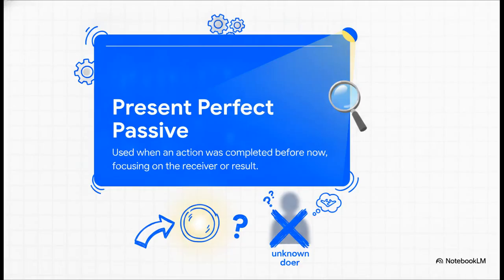Okay, so here's the core definition. The present perfect passive voice is used when an action was completed at an unspecified time before now. But here is the real secret sauce. The focus is entirely on the receiver of the action, or the result of the action, rather than who actually performed it. This is basically the ultimate "who did it, we don't know, and frankly, we don't care" structure. The spotlight is 100% on the receiver, not the doer. It's an absolutely fantastic tool when the outcome itself is what truly matters.